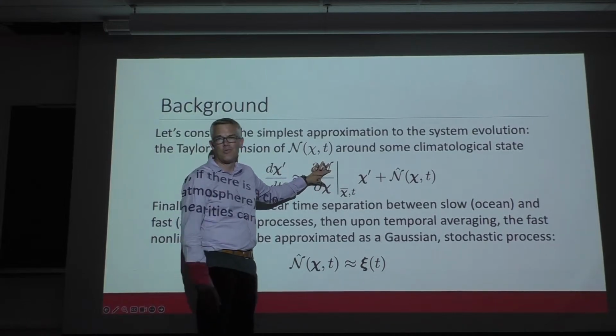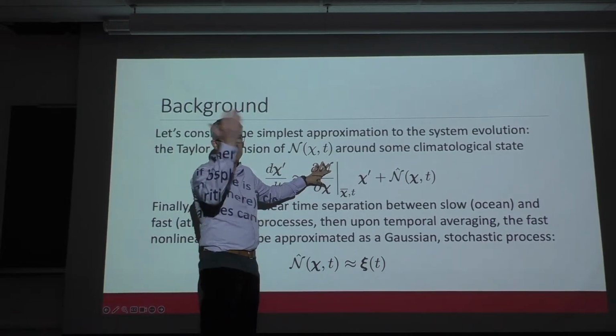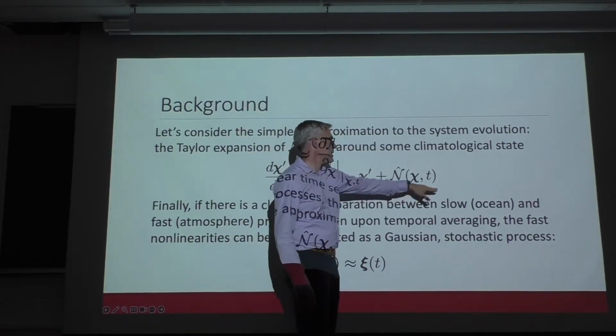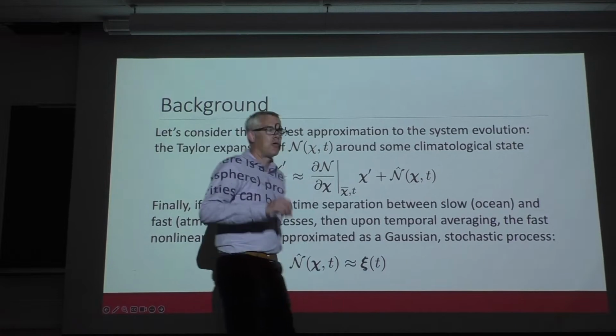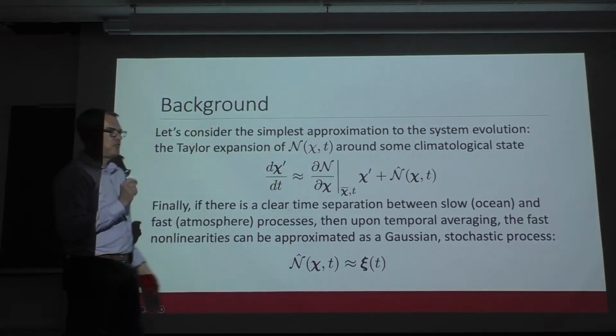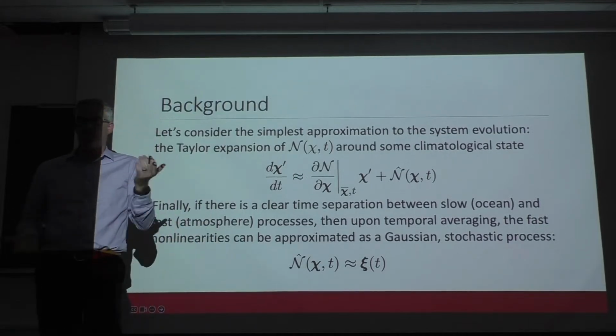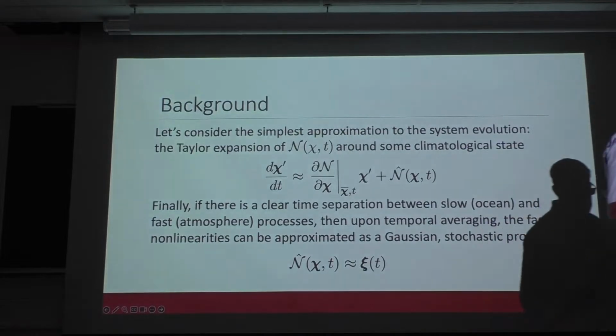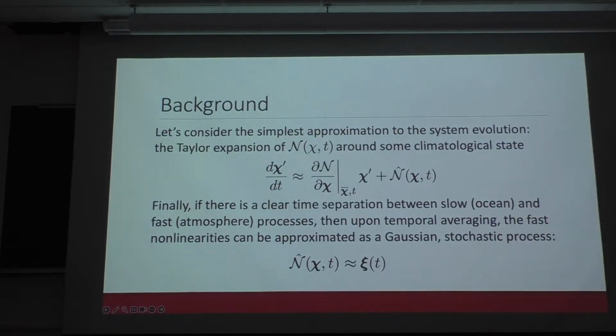So this is what you would do for a beta plane, right? You just do a Taylor expansion of F, right? And then we have the remaining nonlinearities in here. Now, one step further from this, if there's a clear time separation, if there are two systems with different time and spatial scales, so if we have a climatological time scale and a weather time scale, this is what Klaus Hasselmann, is that Klaus Hasselmann's first name? Yeah. Yeah, this is what got him the Nobel Prize.